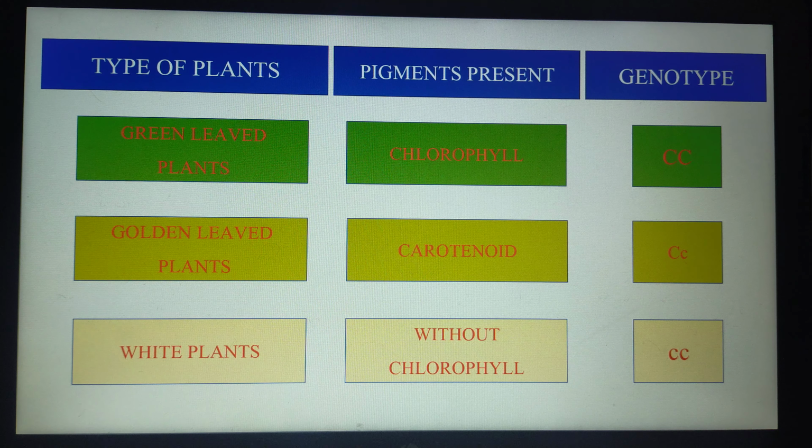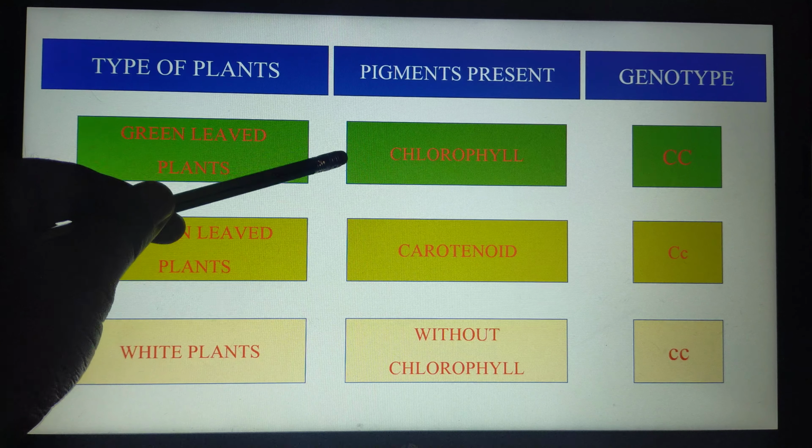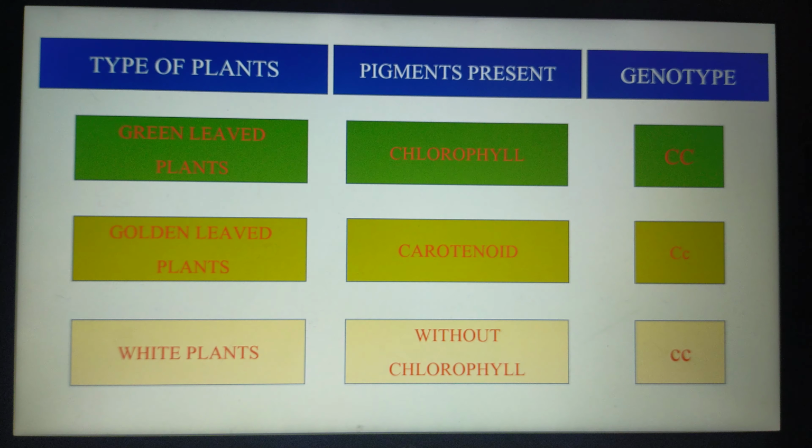In Antirrhinum, there are three different types of plants. There is a plant called Antirrhinum majus, which is a normal plant possessing green colored leaves. Since it is a normal plant, it has chlorophyll, and this is the chlorophyll producing gene, which is the dominant form, and it is denoted by capital CC. So this is a normal plant, no problem.